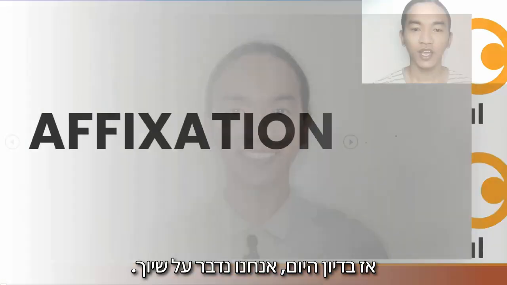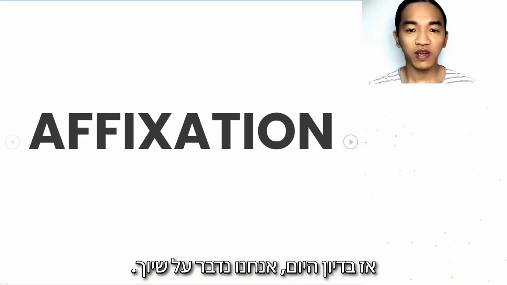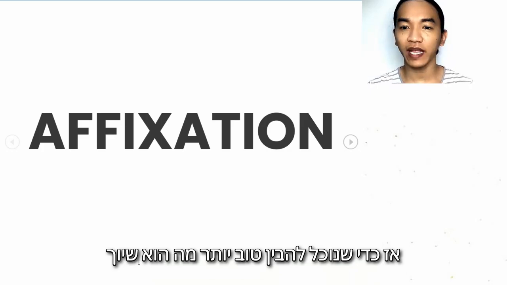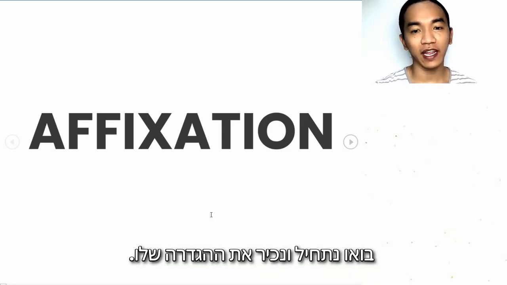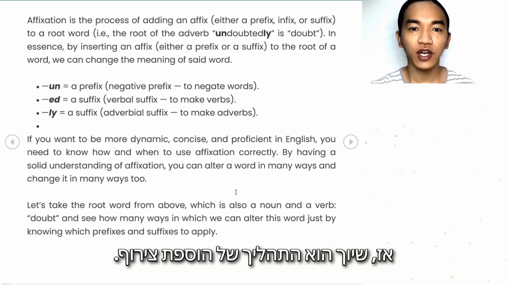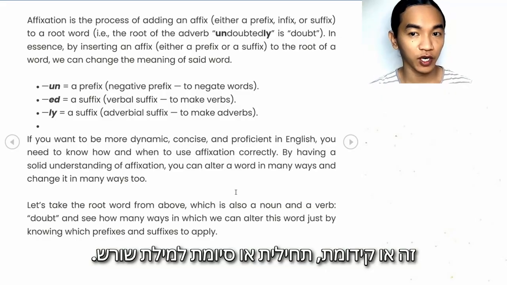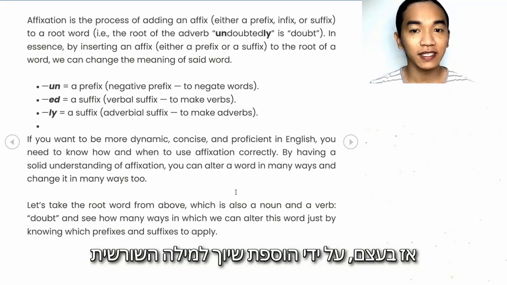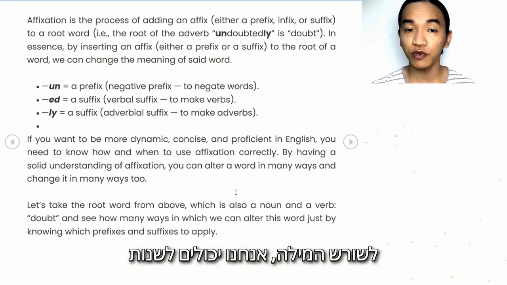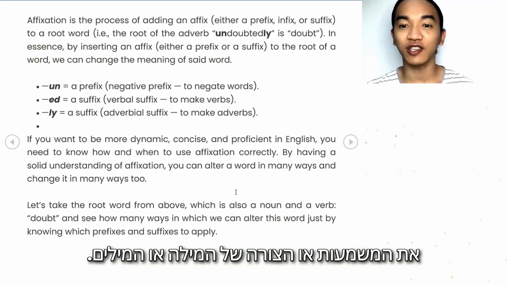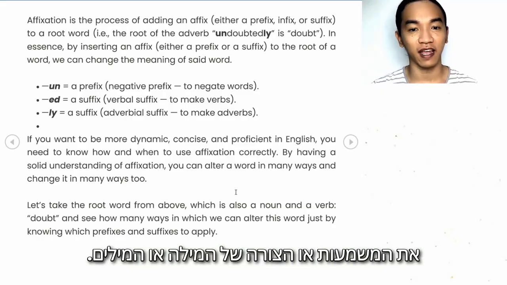Let's go. For today's discussion, we will be talking about affixation. For us to better understand what affixation is, let's go ahead and know its definition. Affixation is the process of adding an affix, either a prefix, infix, or a suffix, to a root word, okay? So, in essence, by inserting an affix to the root of a word, we can change the meaning or the form of the said word.